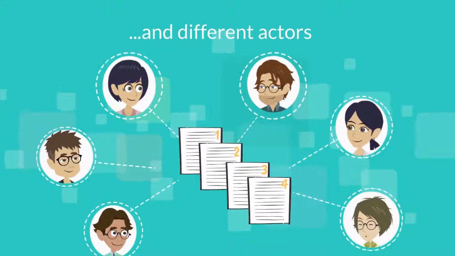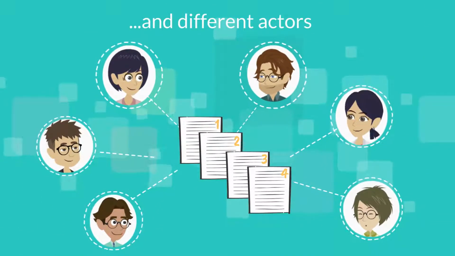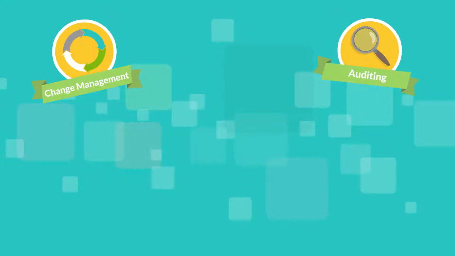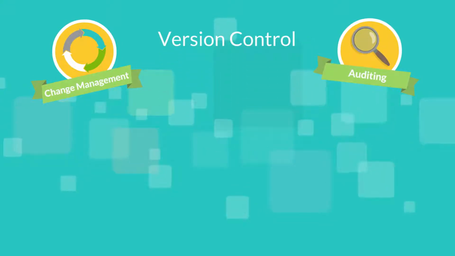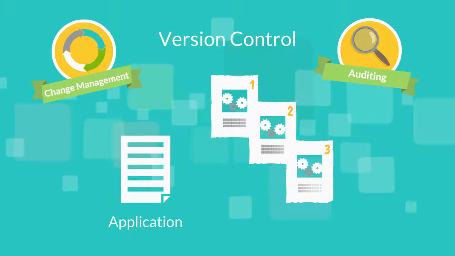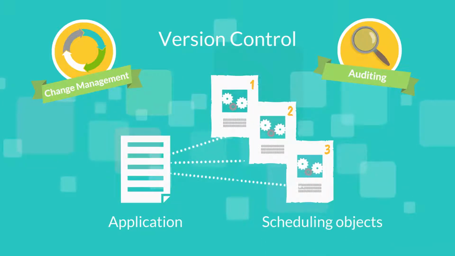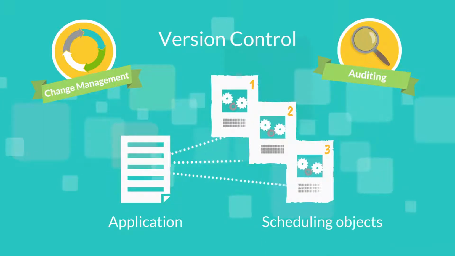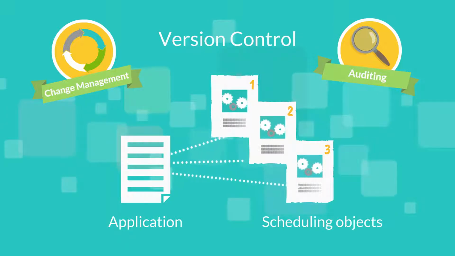And changes can be made by different actors. However, to meet change management and auditing requirements, version control can also be applied to the scheduling objects, like jobs and job streams, that are associated to a certain application.